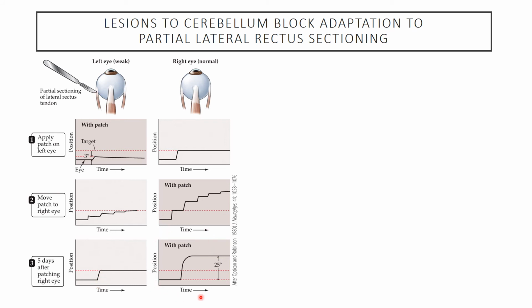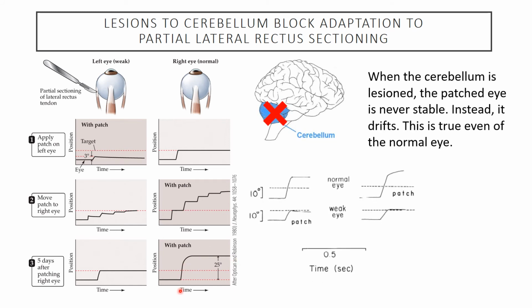But because the right eye is patched, now we've got a huge displacement, and the eye on the right is now ending up in the completely wrong place. Instead of being right at 8 degrees, it's now 25 degrees off. There are some interesting things that happen, though, when you lesion the cerebellum with this process.